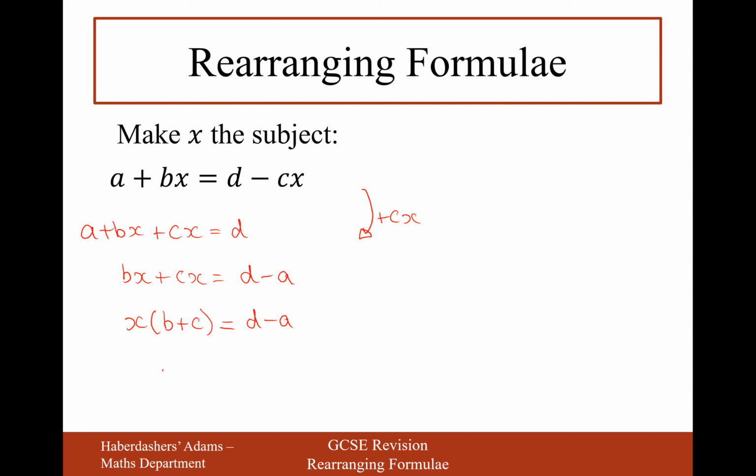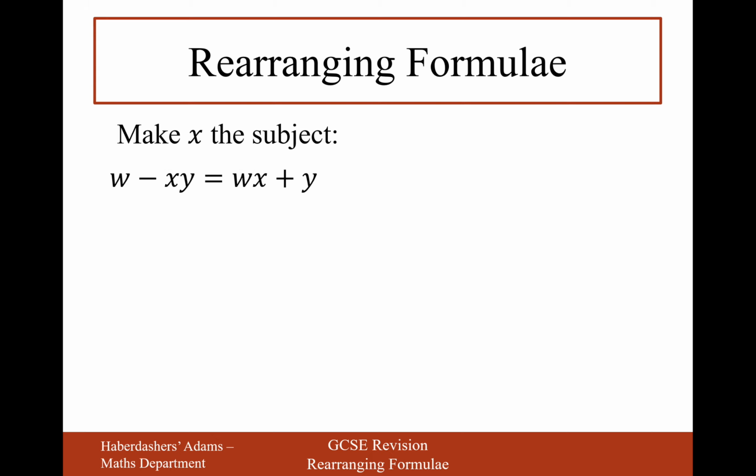Then I'll divide by what's in the bracket, so it's going to be d minus a divided by b plus c. And there we are, that's the answer to this question. Let's move on to the next one.